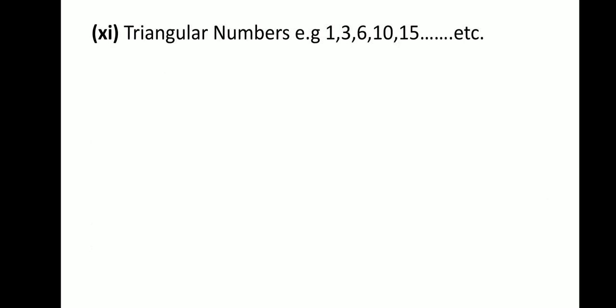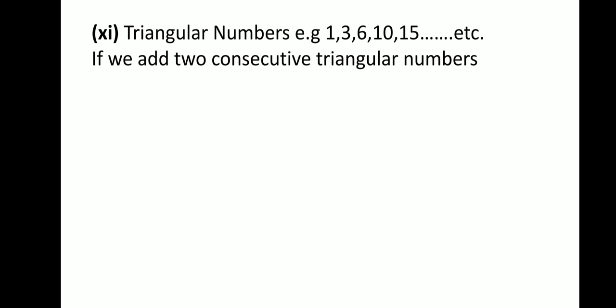Coming to the triangular numbers. Students, what do you mean by triangular numbers? The numbers whose dot patterns can be arranged as triangles are called triangular numbers. For example, 1, 3, 6, 10, 15, etc. And if we add two consecutive triangular numbers, we get a square number.